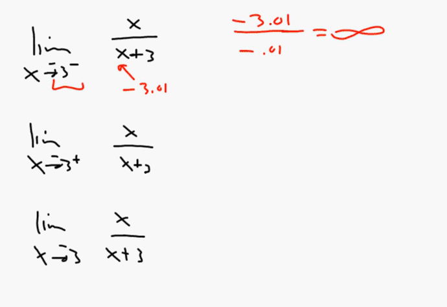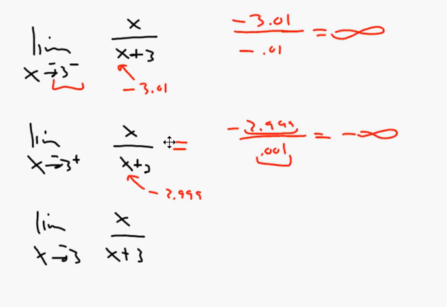So this next one, same reasoning. If I type in a number that's right of negative 3, so maybe like negative 2.999, that's to the right of it. And on the top, I basically have negative 3. And on the bottom, I have a positive 0.001. When I divide those, I'm going to get a negative answer. And 0.001 goes into 2.99999 many times. So negative infinity. And then lastly, this thing doesn't exist because the limit from the left and the limit from the right are not equal.